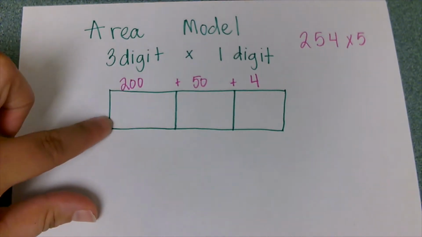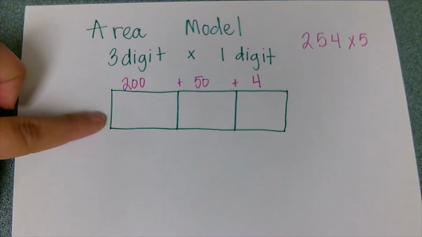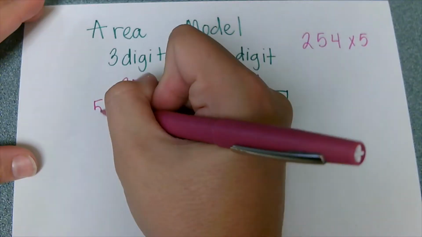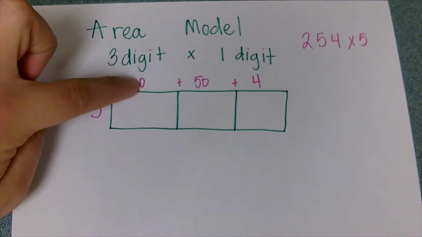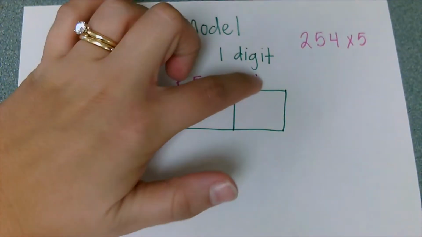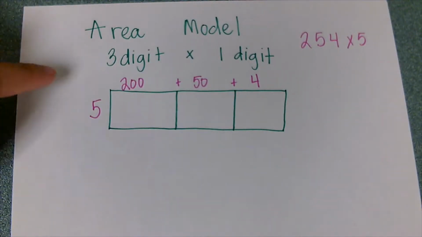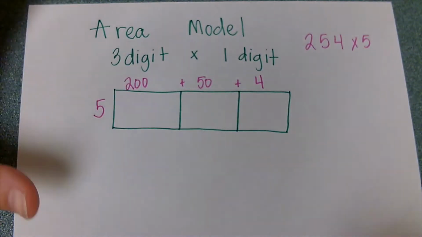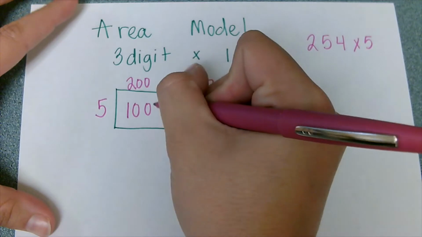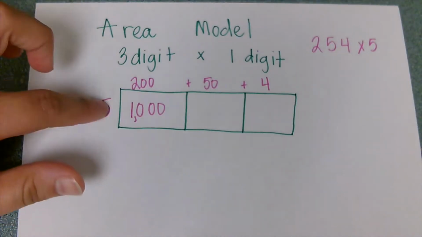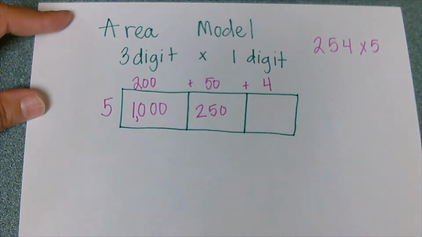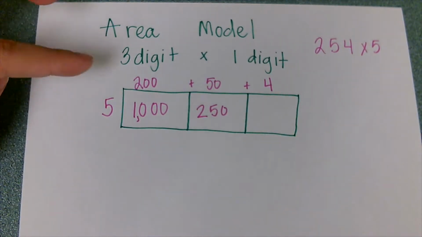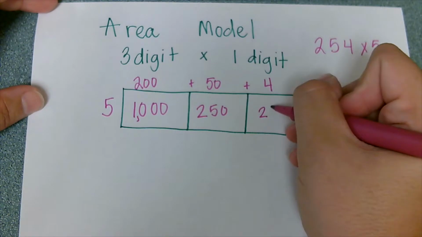Now since it's times a 1-digit, I'm only going to have a 1-digit spot right here on my area model. And now we're ready to begin multiplying. So the first thing you're going to do is you're going to multiply each number and put your answer in the following box. So 5 times 200 is going to be 1,000. 5 times 50 is 250, and 5 times 4 is 20.